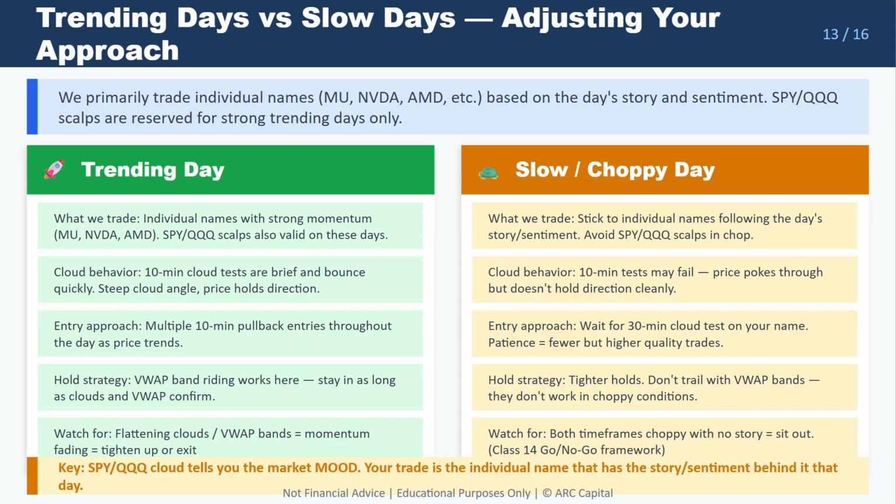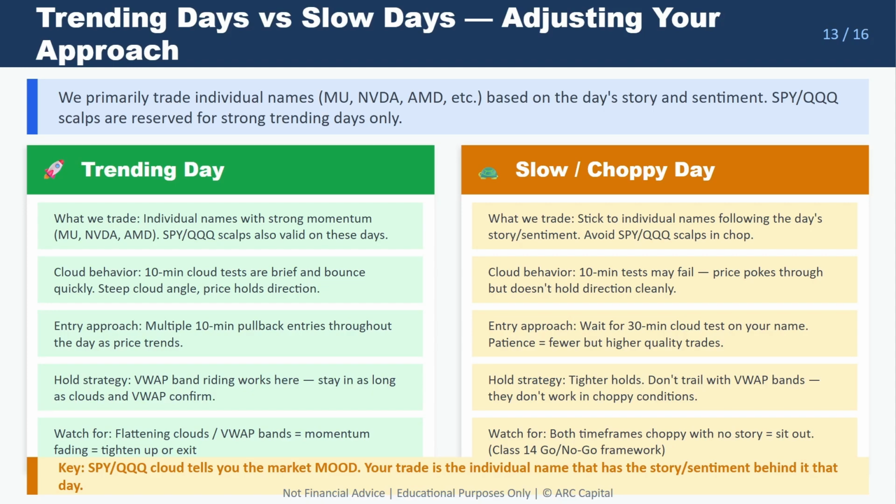What we trade, individual names with strong momentum. We look for sectors that are running together in correlation. It's very easy to trade it when you know the whole sector is moving up, and you'll see when you need to exit because everything will be moving simultaneously, right? On days when we see everything moving straight up and respecting the cloud test, SPY and QQQ scalps are also valid on these days. The cloud behavior, right? The 10-minute cloud tests are brief and bounce quickly. There's a steep cloud angle, and price holds direction pretty much all day.